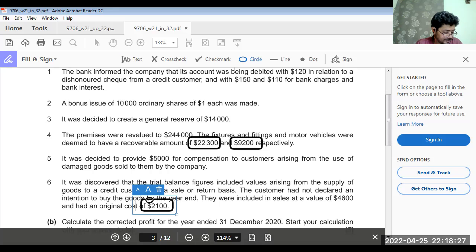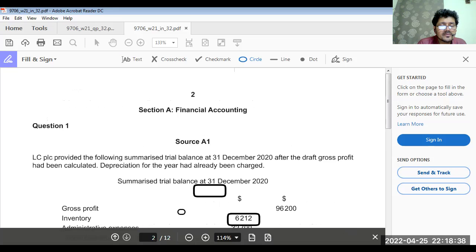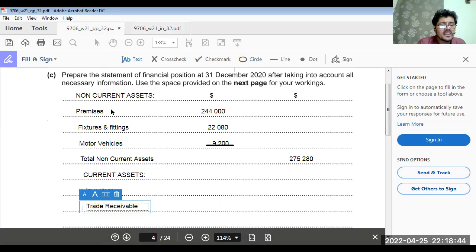How much? See, this is 2,100 plus the original amount of inventory in the question, 6,212. 8,312 would be reported over here.